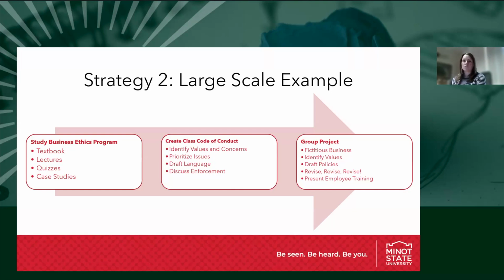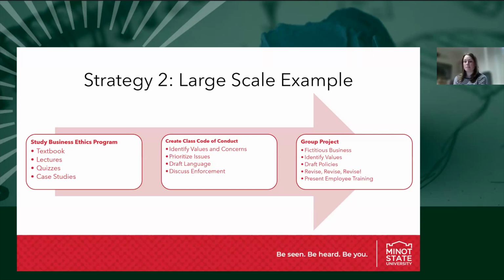Then as a class, we create a class code of conduct. And so our expectations for one another, our values as a class, we prioritize issues, and together we draft language and discuss enforcement of that code of conduct. And then the semester-long project comes into play. We have groups of 3 to 4 students that get together and they create a fictitious business, and they're responsible for creating a code of conduct for that business. And so they, as a small group, identify values and draft policies applicable to their fictitious business.